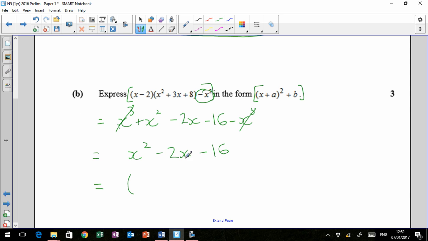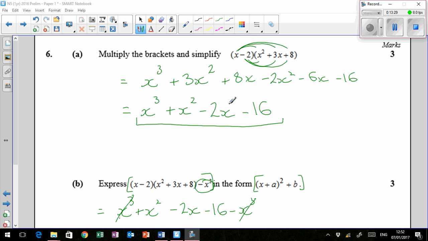So we know the bracket is going to come from half of my minus 2. So the bracket is going to be x minus 1 all squared. Then you should be getting a factor of plus 1 coming out of there. So we're going to take away 1 to cancel that out, and then take away the 16 at the end. So this becomes x minus 1 all squared, subtract 17.